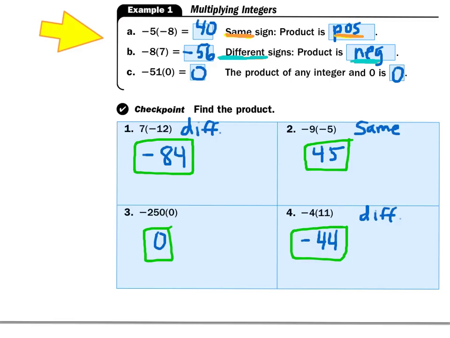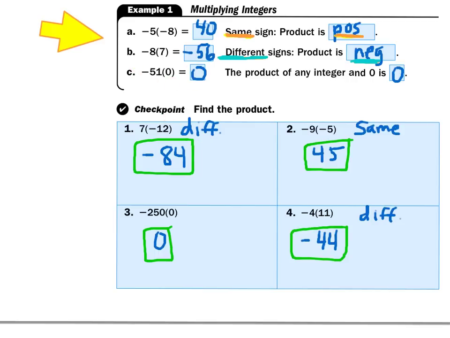Okay, look at example 1, multiplying integers. So here, negative 5 times negative 8. Well, the signs are the same, so the product is positive. That gives us positive 40. Look at B, negative 8 times positive 7. The signs are different, so that would be negative 56. And look at C, negative 51 times 0 would give us 0, of course.